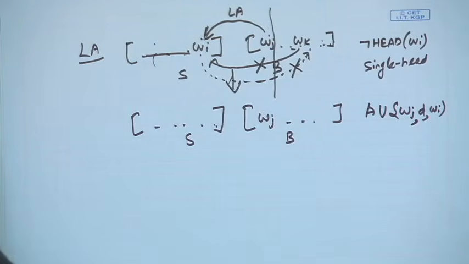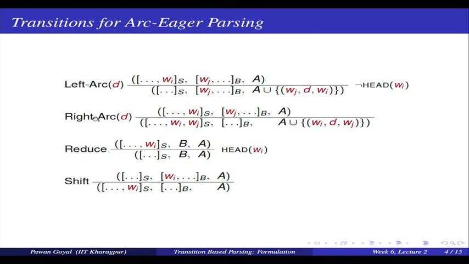Now, let us look at the second transition, right arc. Now right arc is, you are making a relation from Wi to Wj. Wi is the head and Wj is the dependent. There is no condition that you have to see here, and when you apply this particular transition, what do you obtain? Wj goes to the stack. So, I do not remove Wi, and Wj goes to the stack, and I get a new arc.